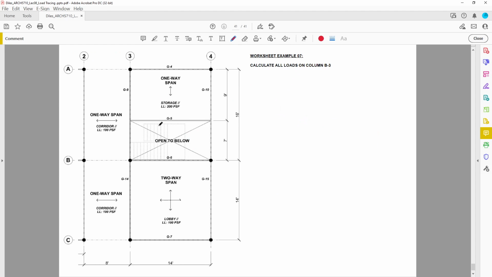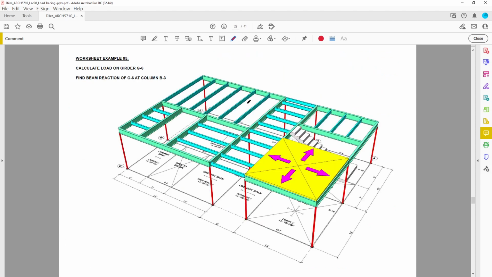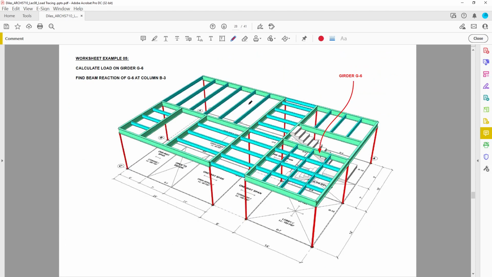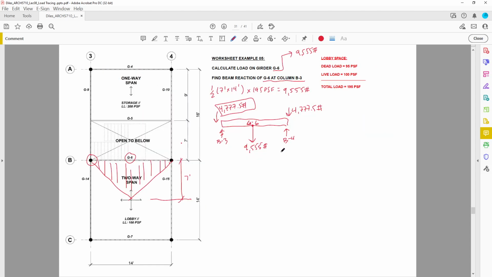So let's see what we've already figured out here. Okay, so we need to know the loads from G6. We need to know the loads from G9, and we need to know the loads from G14. So what are the loads from G6? I think we've already figured that out. So if we go back a few examples to this one, right, we're looking at G6 and the continuous loads on G6.